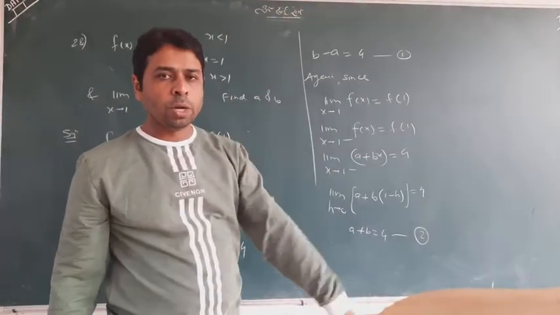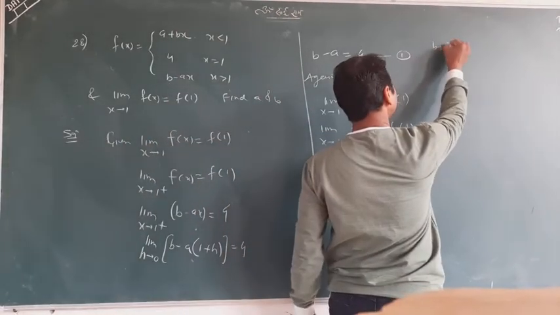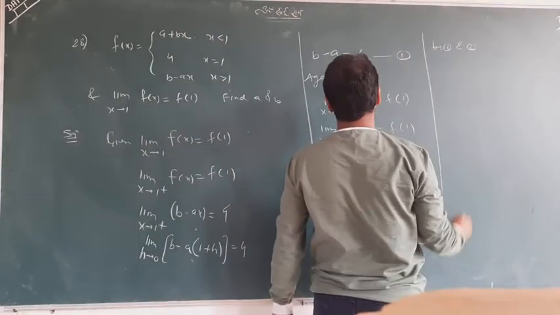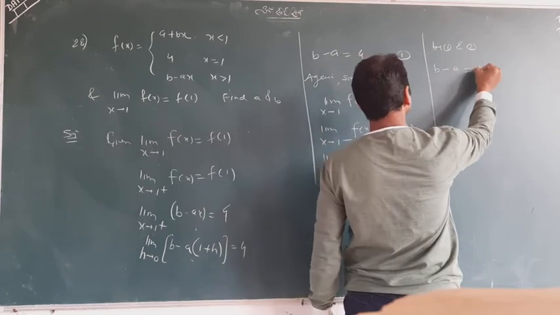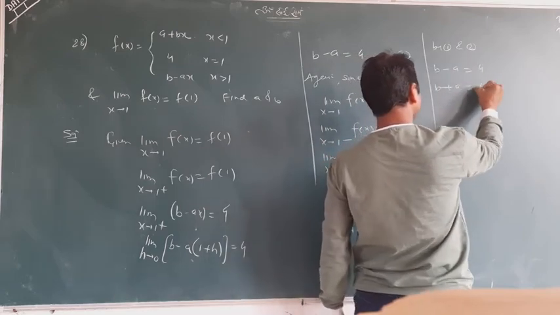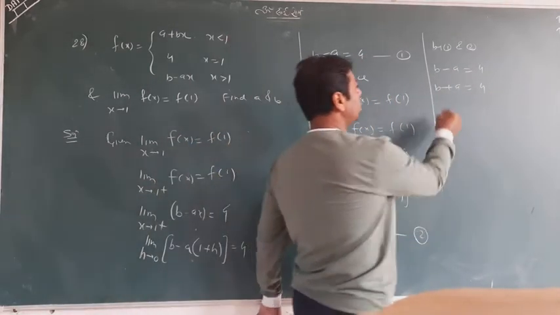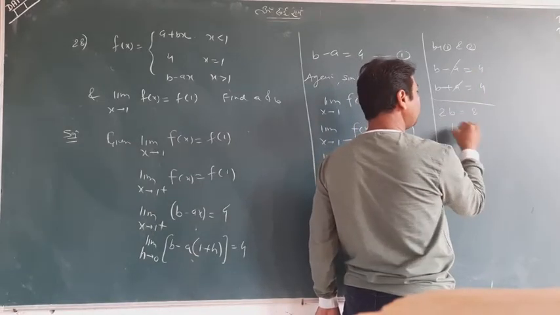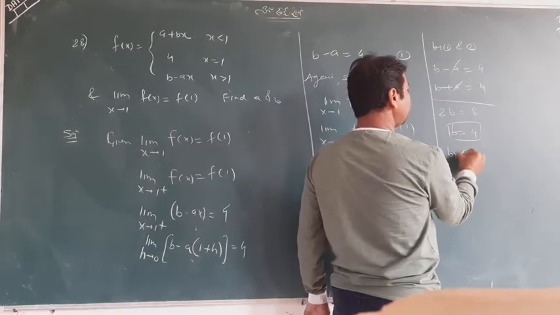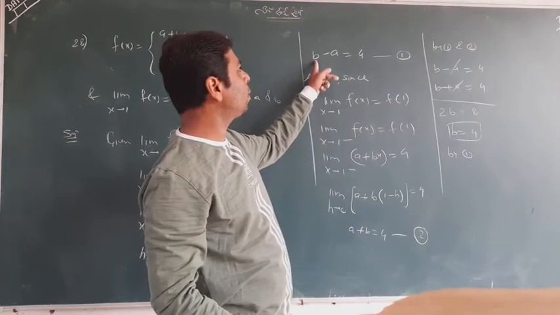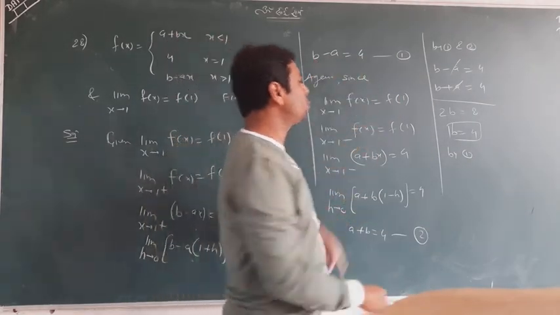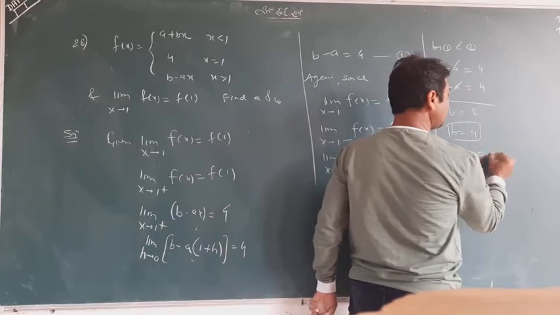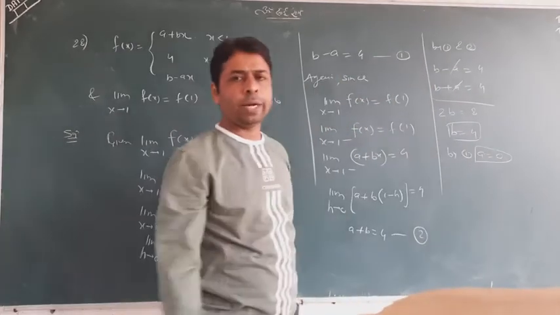We got two equations, so I will take 1 and 2. First I will write b minus a equal to 4 and b plus a equal to 4. Both will cancel. 2b equal to 8, b equal to 4. And by 1, when you put b equal to 4, a will be 4 minus 4, 0. You have got the values of a and b both.